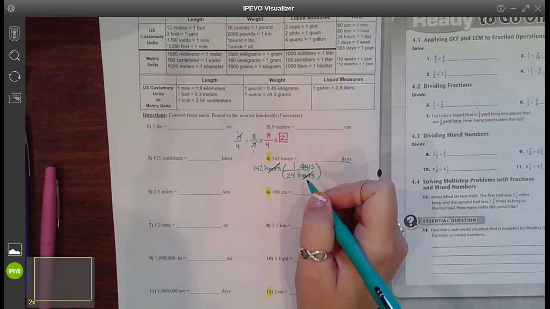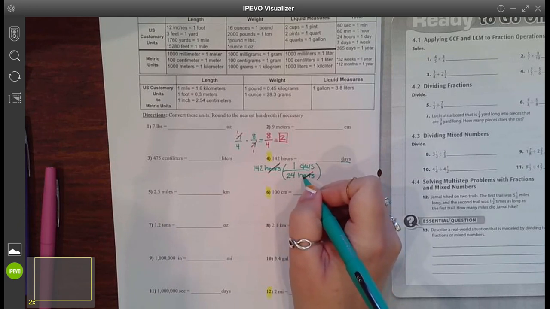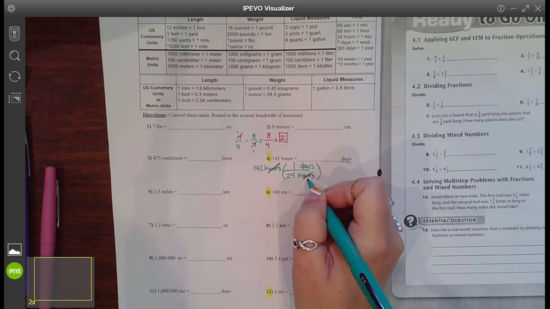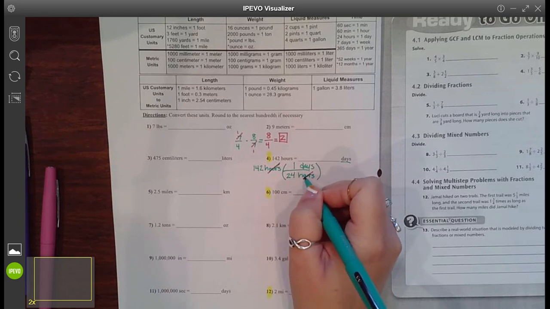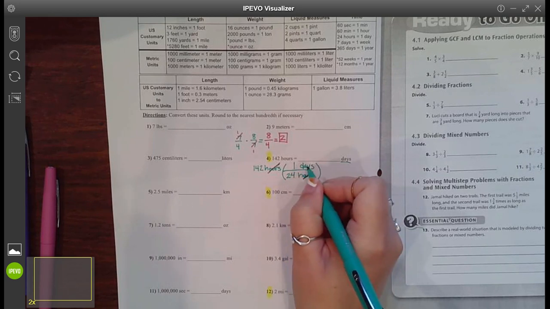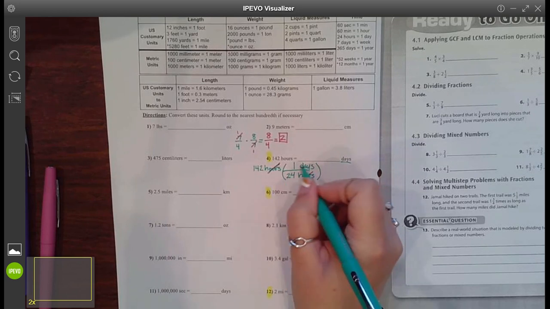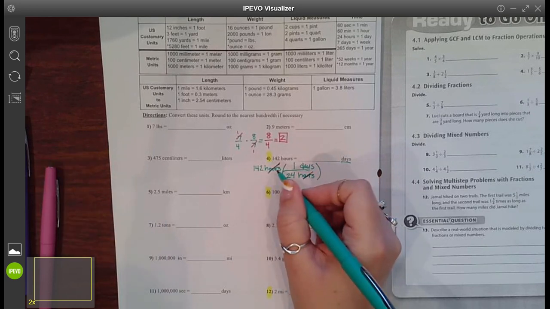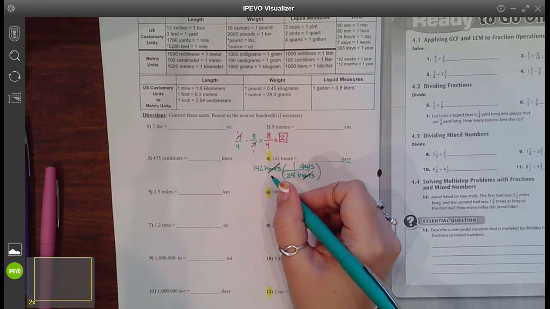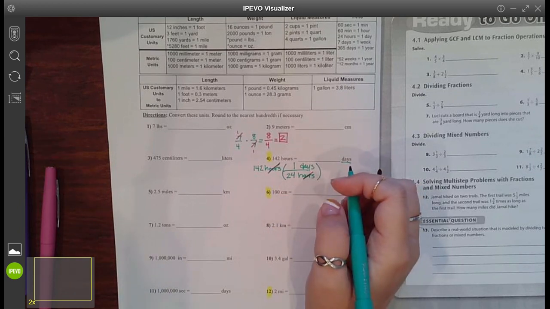And the reason I can do this is essentially I'm just multiplying by 1, because isn't 24 hours the same thing as 1 day? Yes, it is. So essentially you could say 1 day over 1 day, and 1 day over 1 day is just 1, or 24 hours over 24 hours, because 24 hours is 1 day, is still just 1. So essentially I'm multiplying 142 hours by just 1, and that allows this to stay the same, okay? So that's how this is going to work.